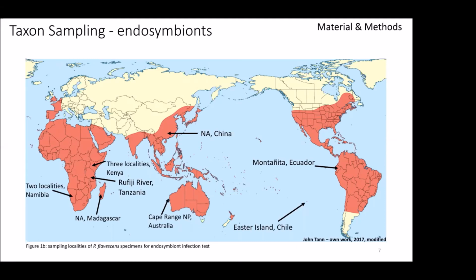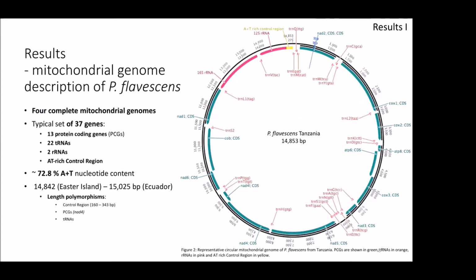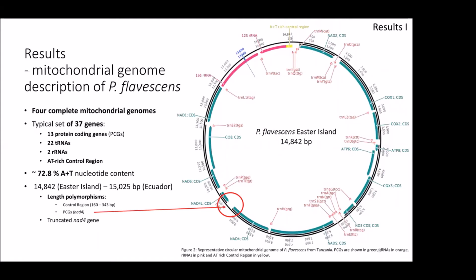Coming to my results, I have four complete mitochondrial genomes. All of them have the typical set of 37 genes and a high AT nucleotide content, and they differed in length by about 250 base pairs. So we have length polymorphisms in the mitochondrial genome, but also in the control region, in the tRNAs, and especially at the protein coding level, which is interesting because the Easter Island population has an ND4 gene about 200 base pairs shorter than the ND4 of the migratory populations.